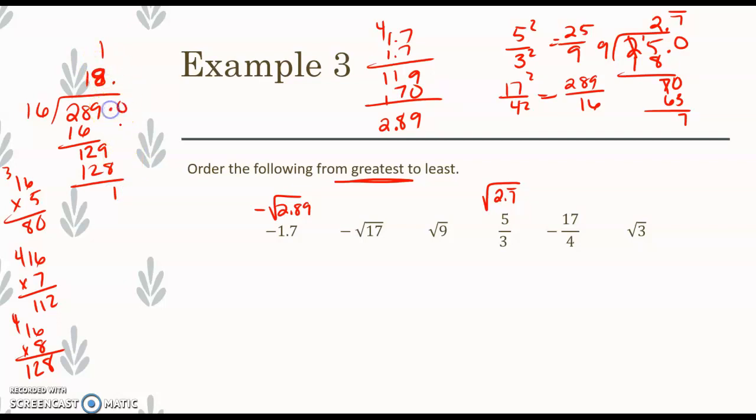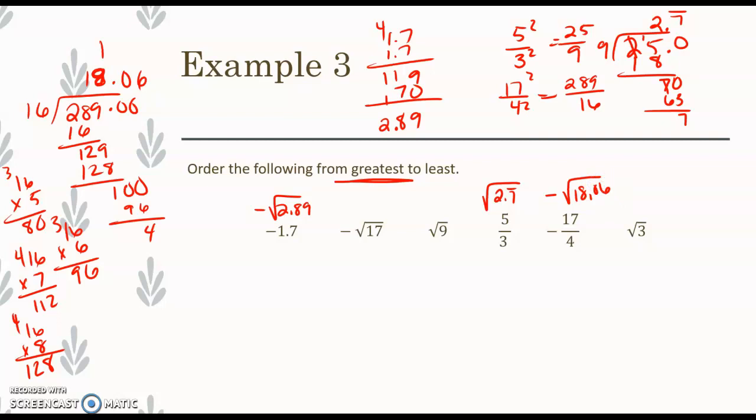Put our decimal 0. It does not go into 10. Put another 0. 16 goes into 100 6 times, which is 96, which would leave us with 4. And we could keep going, but 18.06 is enough. So we got a negative square root of 18.06. So that's good enough to compare.